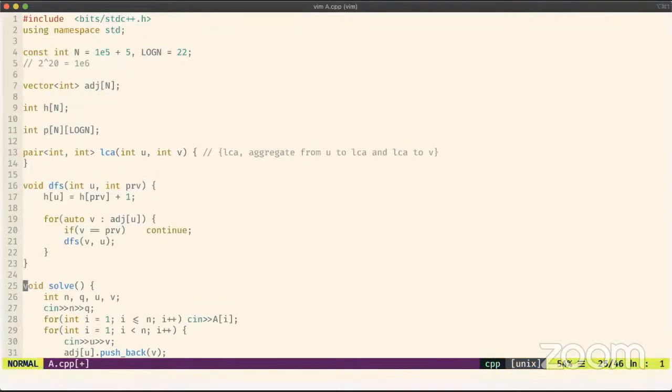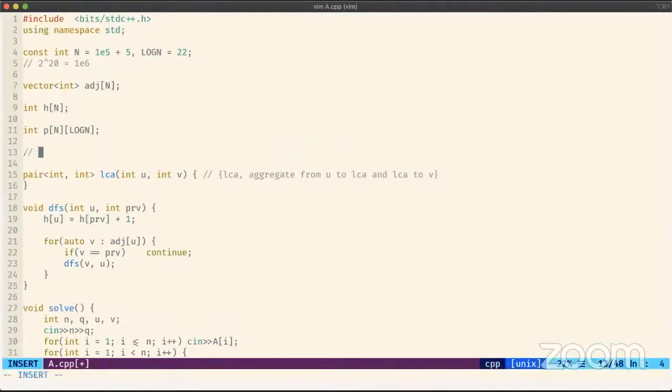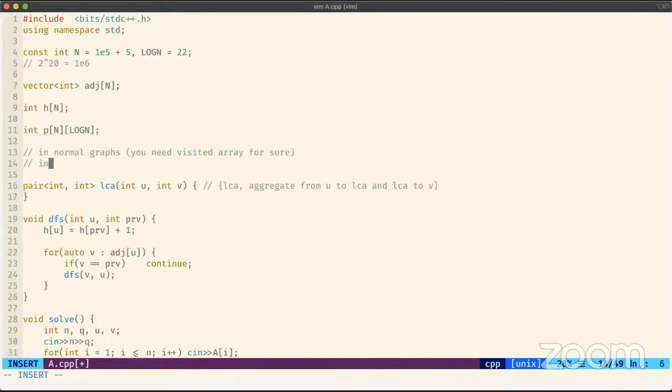Shouldn't we have a visited vector? You don't really need a visited vector because I'm doing, okay, in graphs... So this is a good question for generic graphs. In normal graphs, you need a visited array for sure. In trees, you can do without it also.